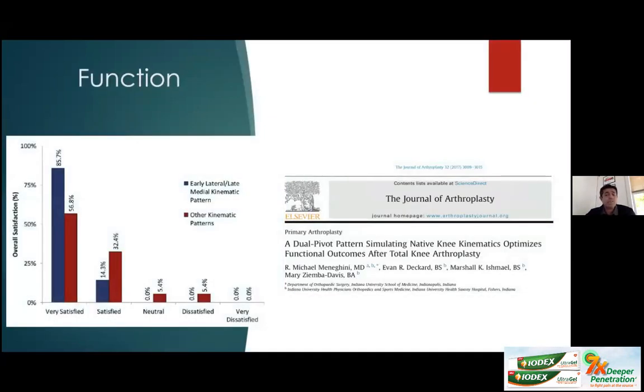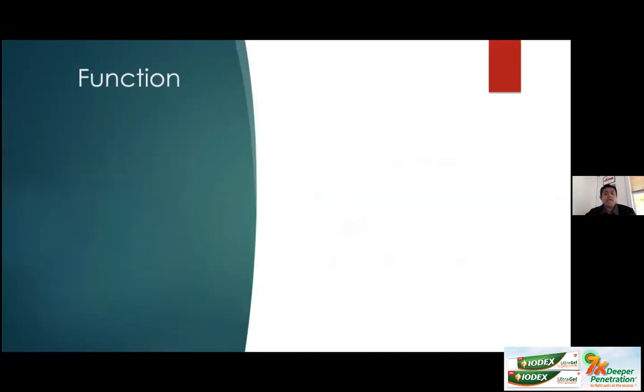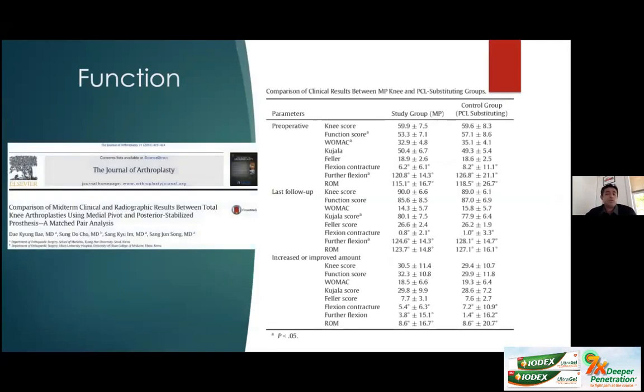A dual pivot pattern, again, seems to be very similar to the kinematics of a native knee, but functionally, there is no difference once again in the score. So that is frustrating for all of us that either do these studies, do these surgeries, or look at the literature, because if you don't have a functional benefit, why should you change what you are doing?